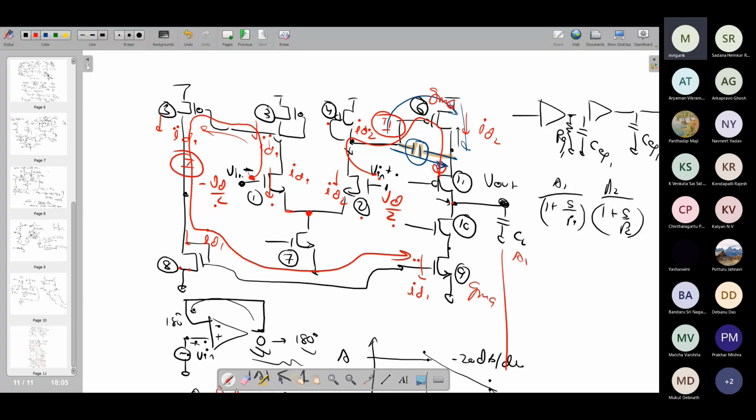It will be A1, A2, A3. Three stages are there. What is A1? Quickly, quickly. Assuming that is AC ground. So GM1 by GM3, because you have M1, M3, which is a direct connected load, common source amplifier with direct connected load. So GM1 by GM3. What is A2?